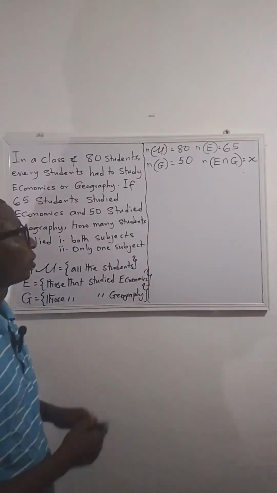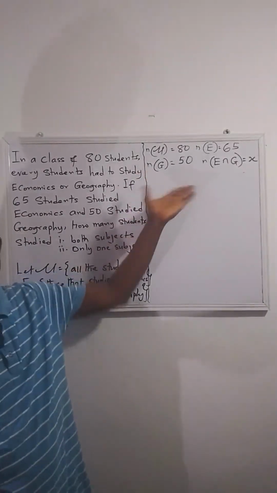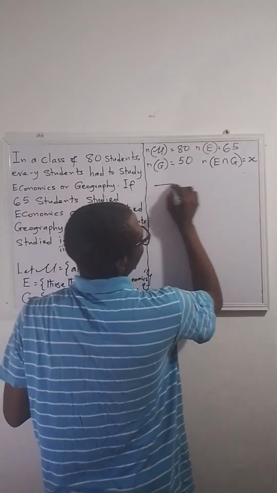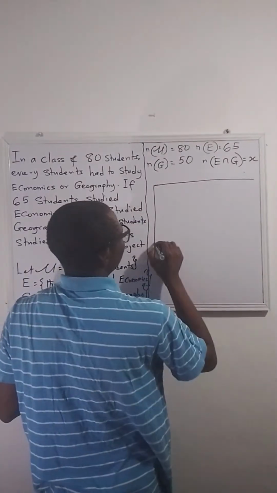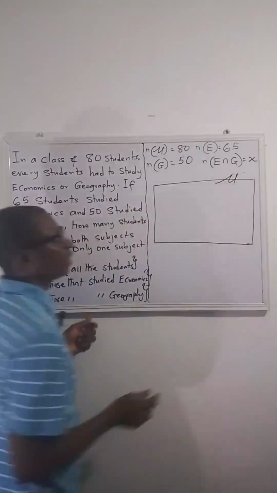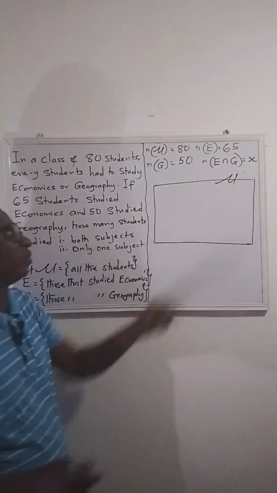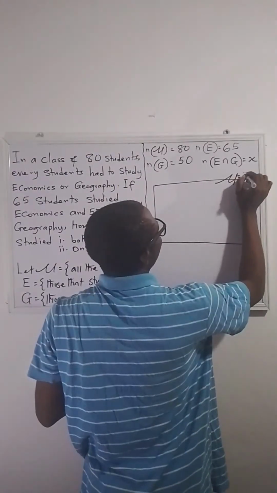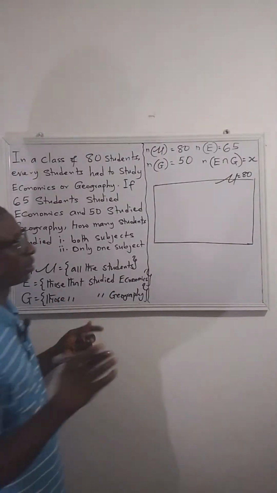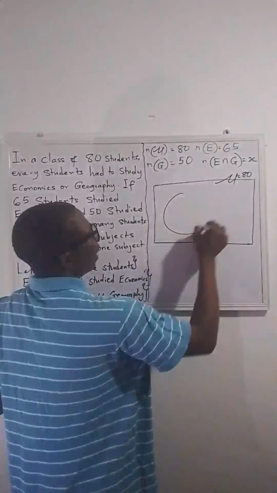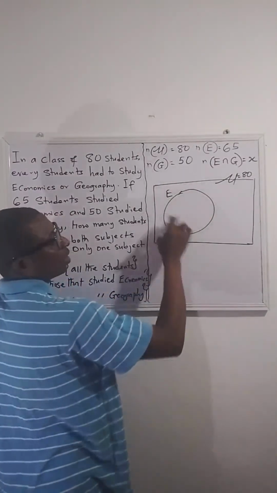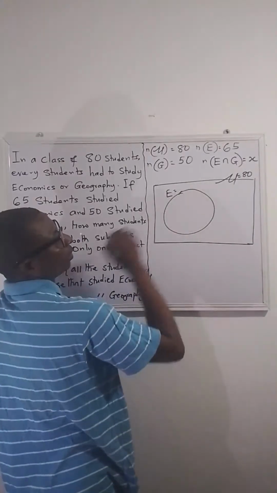All right, okay. So now let us represent this information on a Venn diagram. So now we start with this. So this is the universal set. This is the universal set. How many? The whole 80. Okay, so we now have two sets. The set of students that studied economics, E. So that means this circle is for E. And how many are they? 65.